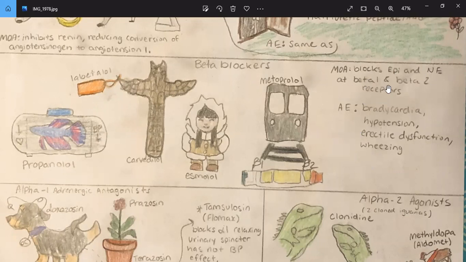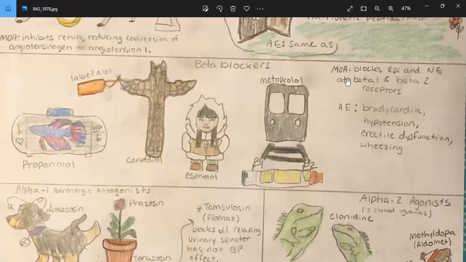It's going to work on beta 1 and beta 2. In beta 1, it's going to bind to that beta 1 receptor, and it's going to increase your heart rate and contractility. Epinephrine is also going to bind to beta 2, which is going to be in your lungs, and it's going to bronchodilate so that you can get more air and run away from the lion as you're running.